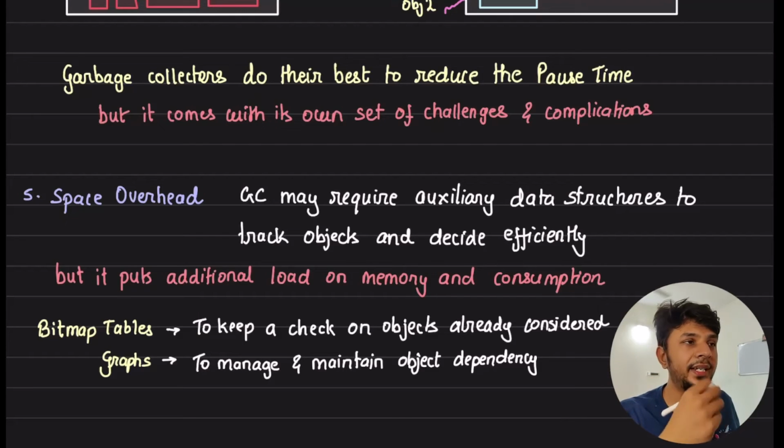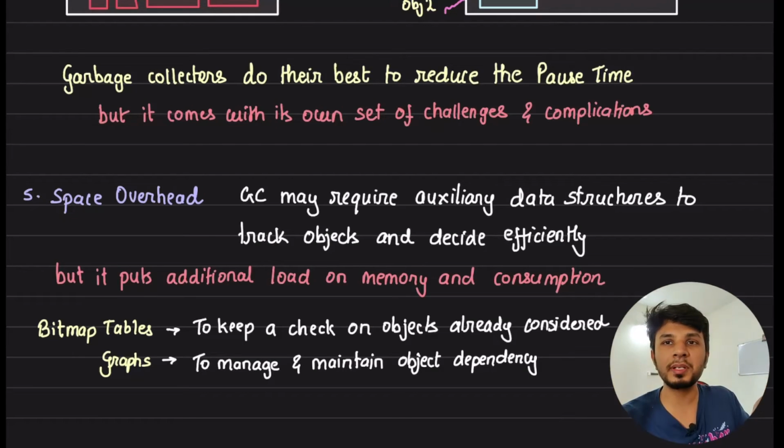GCs, obviously, when they need to identify which objects to delete and which not to, have to maintain a lot of auxiliary data structures to track which objects are being referenced, how they are being referenced, which one to delete, why to delete, when to delete. So your GC itself has a space overhead, right? When it has a massive space overhead, it needs memory for its allocation, and so it puts extra pressure, extra load, or extra consumption on your memory.